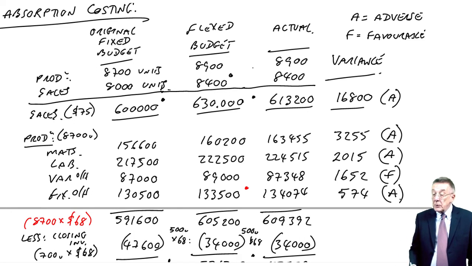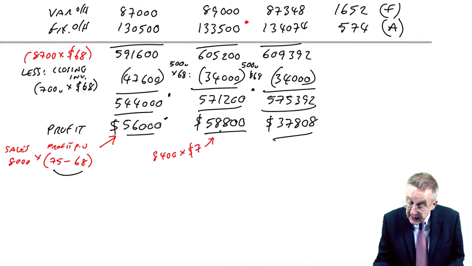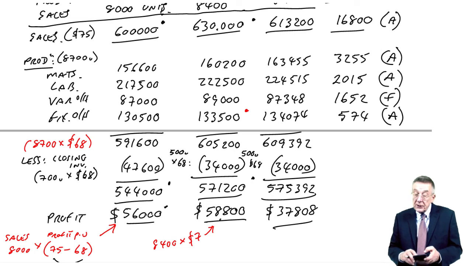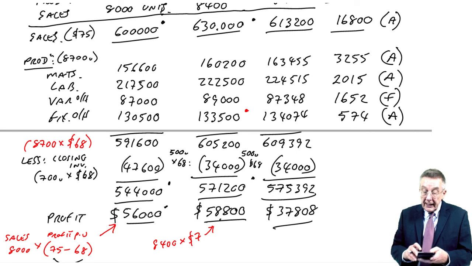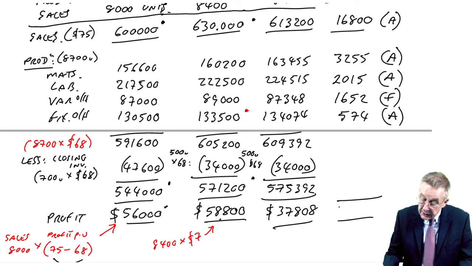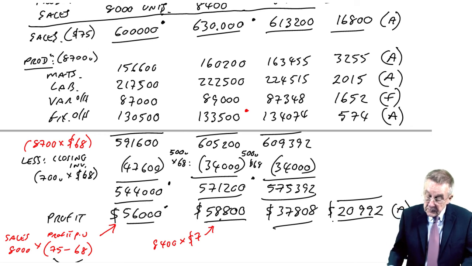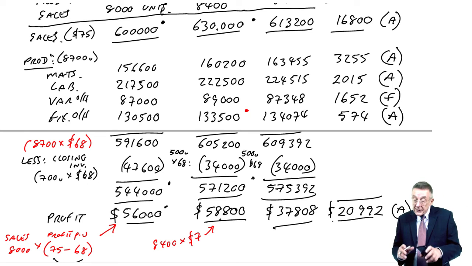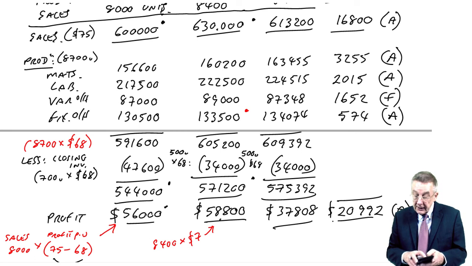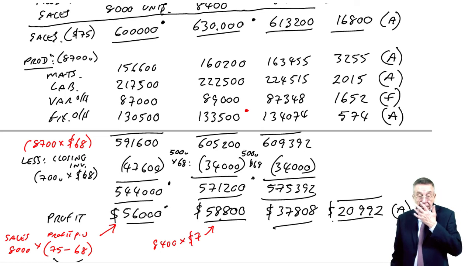And of course, the total of those variances should explain the difference between the actual results and the flex profit. So let's do it as a check. The variance is 16,800 adverse plus 3,255 adverse, 2,015 adverse, less 1,652 favourable plus 574 adverse. I think they total 29,992 adverse. And does that explain the difference? The flex profit 58,800, the actual profit 37,808. Yes, that's made the difference.